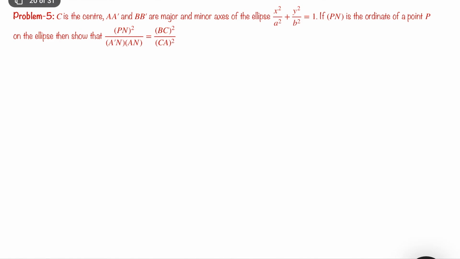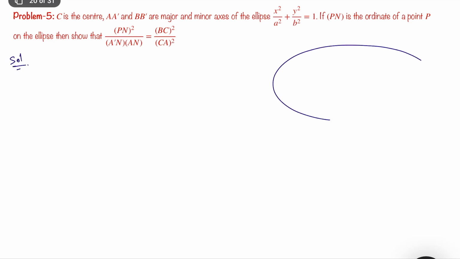Problem 5. C is the center, A dash and B dash are the major and minor axes of the ellipse x square by a square plus y square by b square equal to 1. If PN is the ordinate of the point P on the ellipse, then show that PN square by A dash N times AN equals CB square by CA square. Okay.